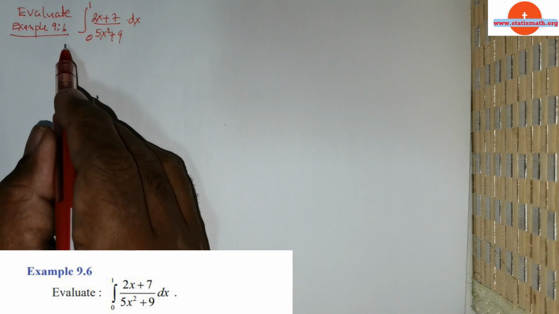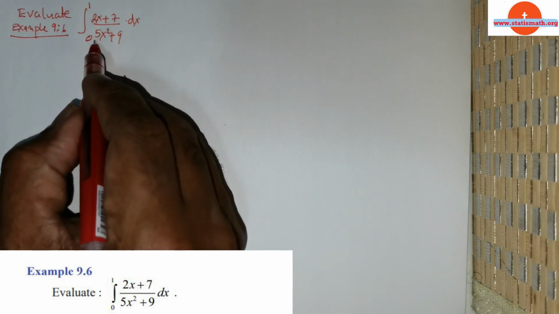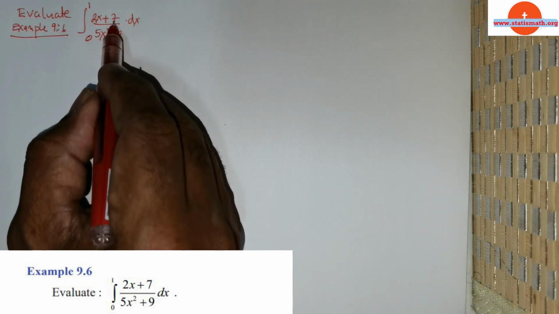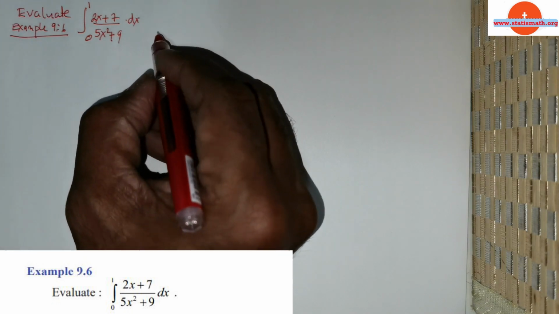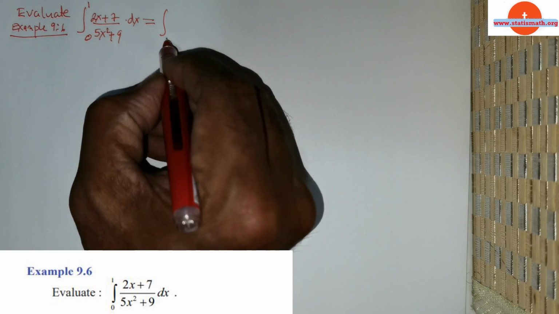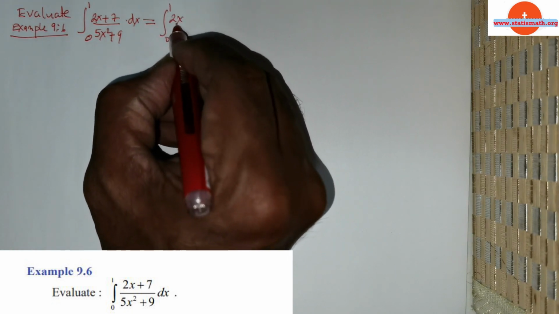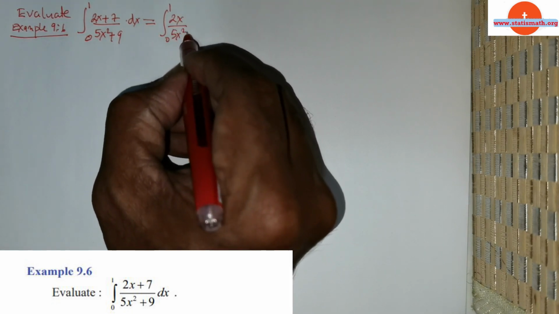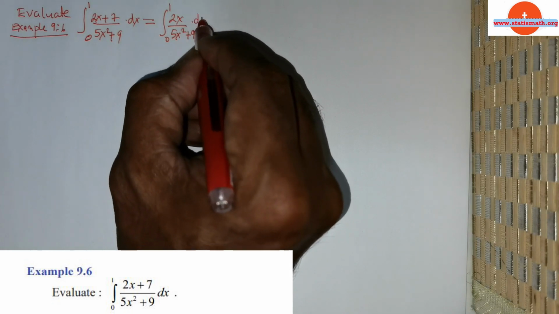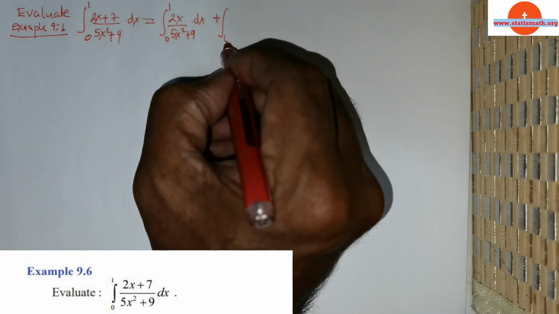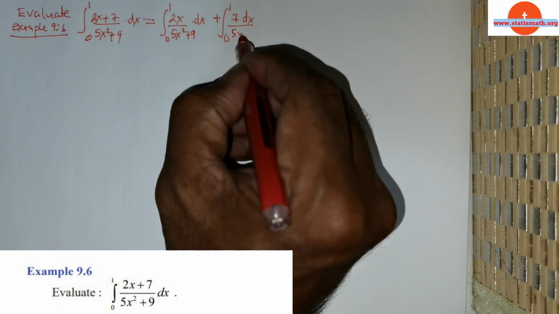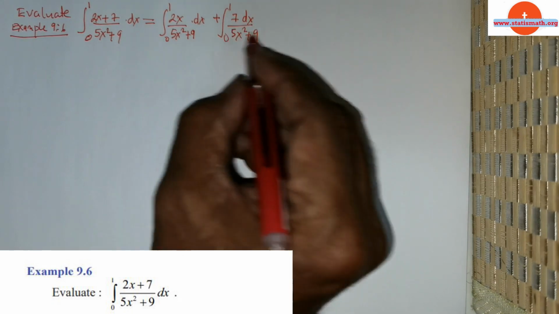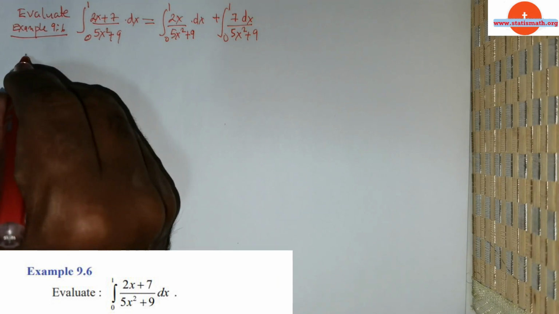Example 9.6. We have to integrate from 0 to 1 of (2x + 7) divided by (5x² + 9) dx. I can rewrite this as the integral from 0 to 1 of 2x divided by (5x² + 9) dx, plus the integral from 0 to 1 of 7 dx divided by (5x² + 9). Now, I would consider this first.